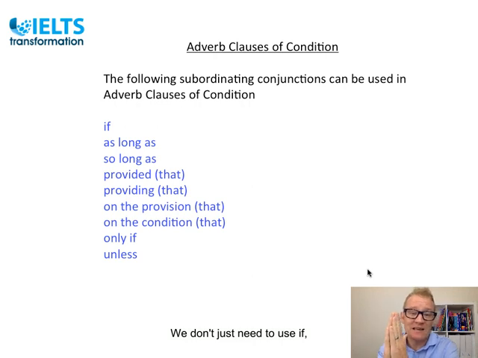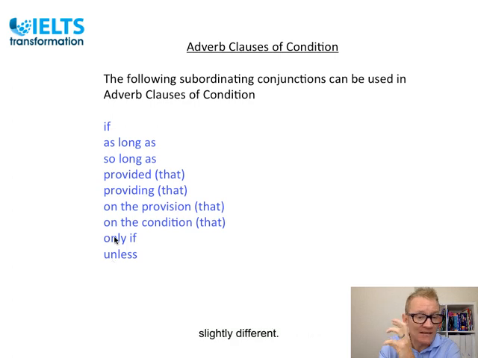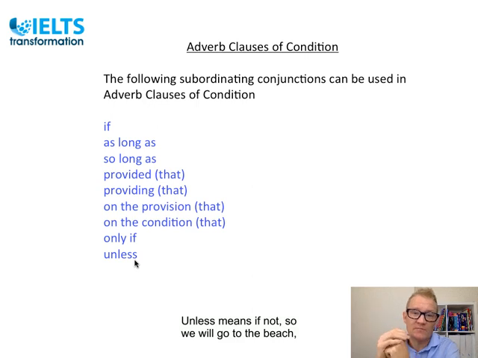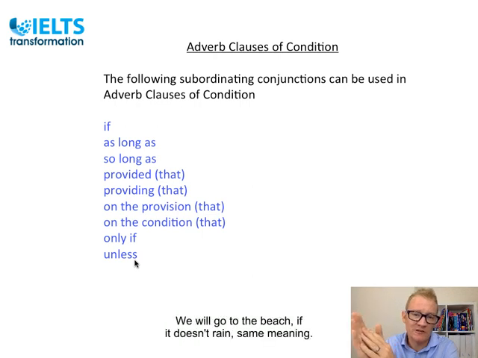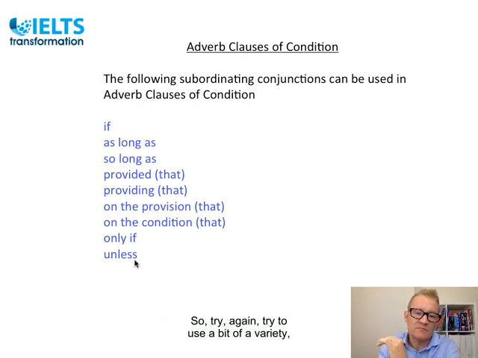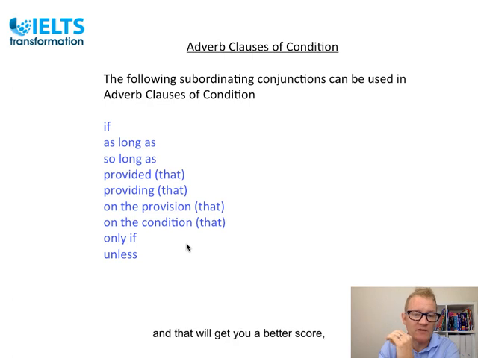We don't just need to use if, we can use as long as, so long as, provided, providing, on the provision, on the condition. Only if and unless are slightly different. Unless means if not. So we will go to the beach unless it rains. We will go to the beach if it doesn't rain. Same meaning. So try to use a bit of variety, and that will get you a better score, and you'll show the reader that you have a better level of English.